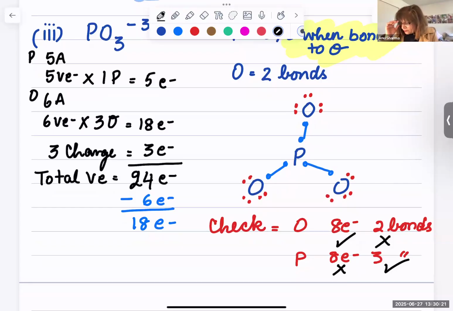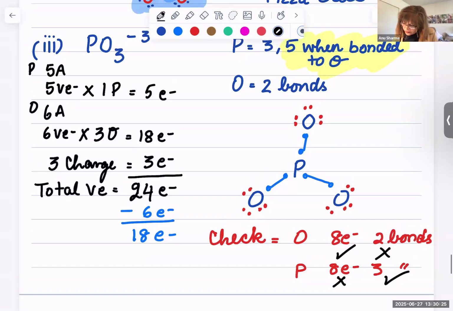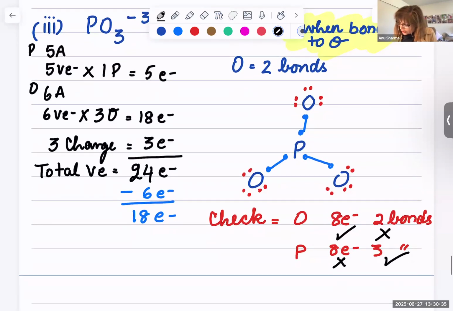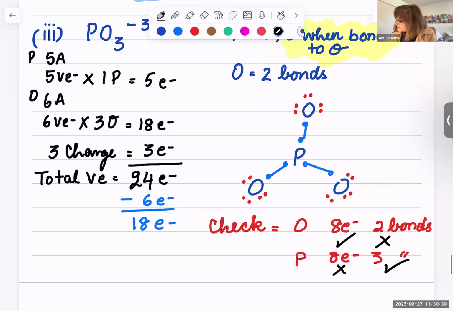The thing is, PO3, did I get this right? Yeah, so in this case, somebody will have to carry those negative charges. So we have these 3 negative charges, PO3 minus 3, and phosphorus.